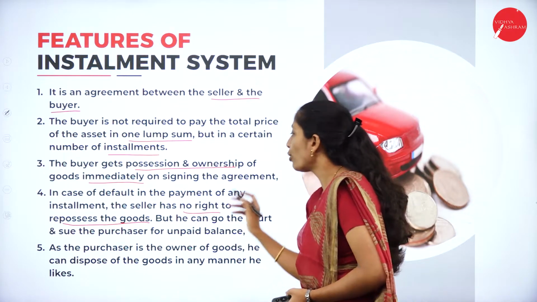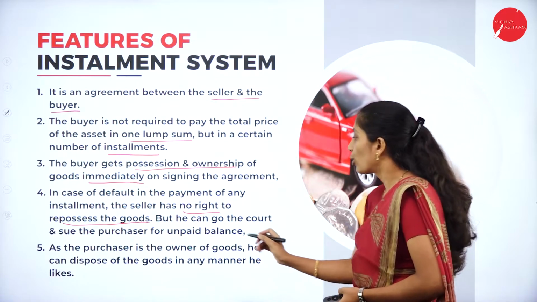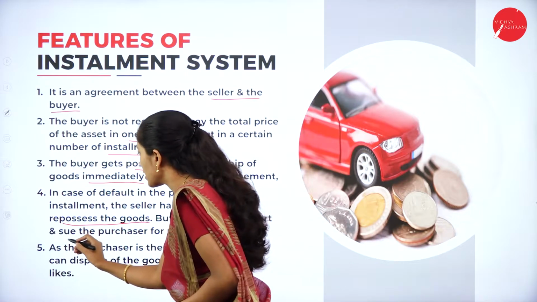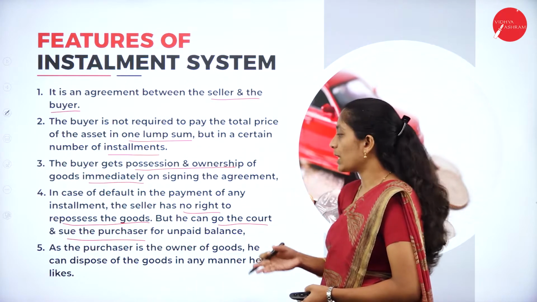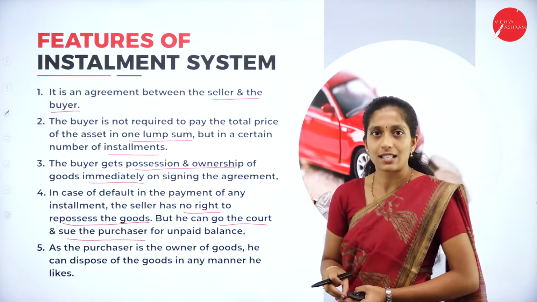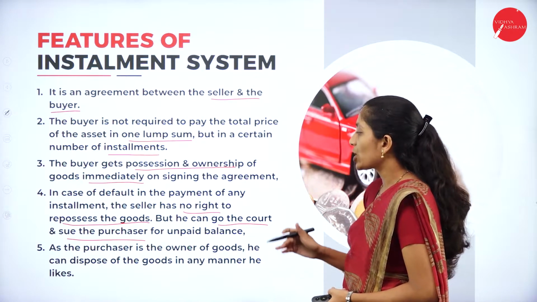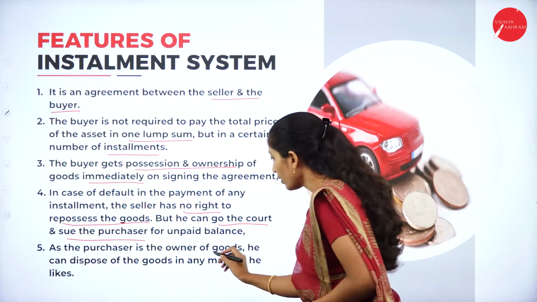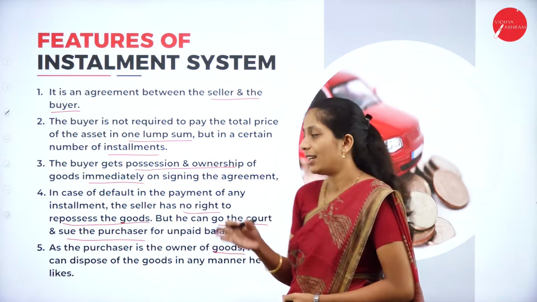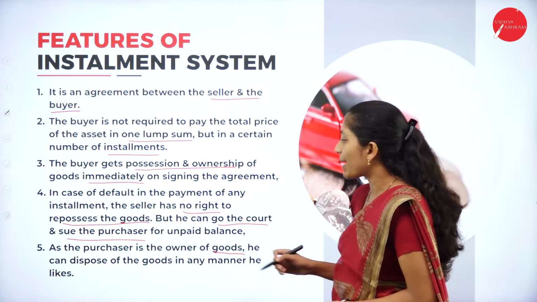So he has no right to take back the goods or repossess the goods, but he can go to the court and sue the purchaser for the unpaid balance. He cannot take back the goods or the asset, but he can go to the court and sue the purchaser. As the purchaser is the owner of the goods, the ownership immediately transfers to the purchaser, right? So since he is the owner of the goods, he can dispose of the goods in any manner he likes.